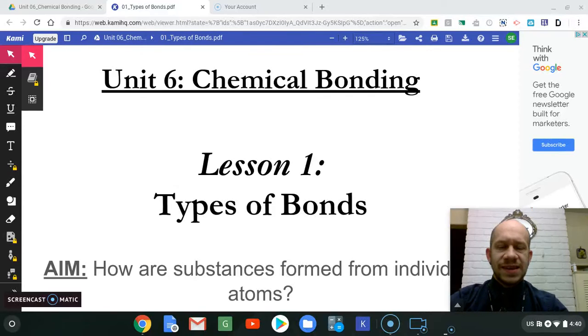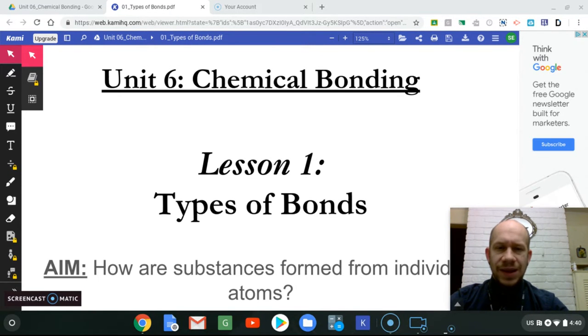This is Unit 6, Chemical Bonding. Lesson 1, Types of Bonds. How are substances formed from individual atoms?